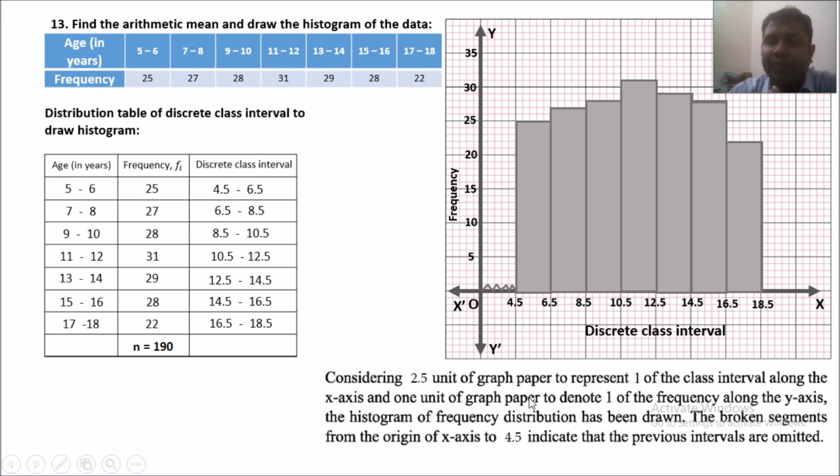That is the writing. The histogram of the frequency distribution table has been drawn. So we have just drawn it. Now the broken segments from the origin of the x-axis to 4.5 indicate that the previous class intervals are omitted. So this is the omitted part that is shown here. So this is the whole histogram. I think you understand now. If you practice them twice or thrice, I believe you can do it. It will be easier for you.